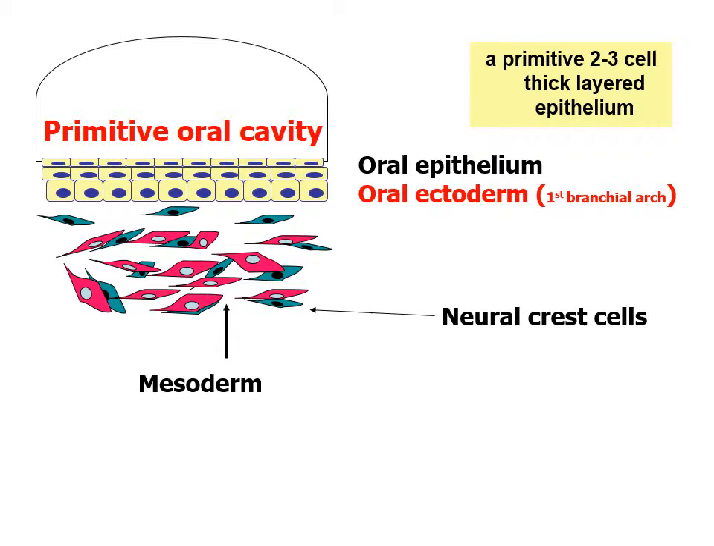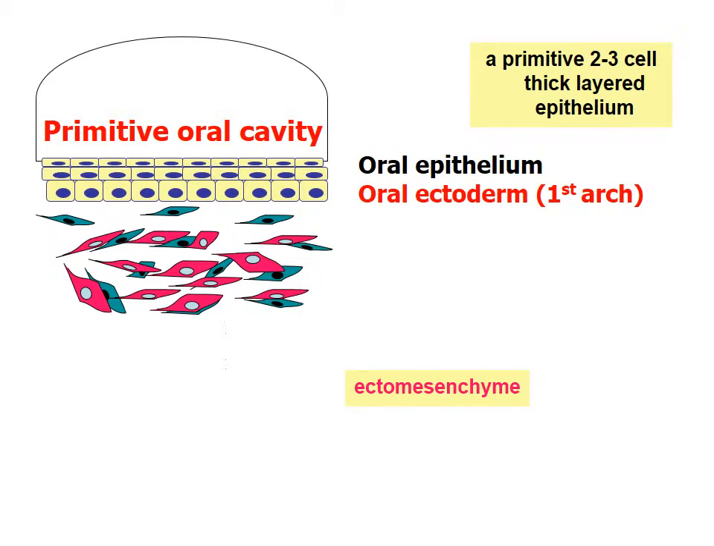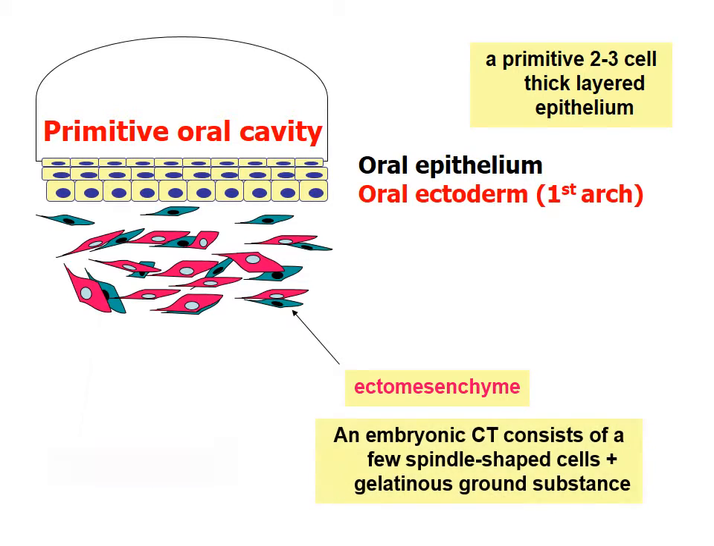Then with time, neural crest cells migrate from the cranial region into the primitive oral cavity region. Once they mix with the mesodermal cells, we call this mesoderm ectomesenchyme. The cells located in this mesenchyme we call ectomesenchymal cells. And this ectomesenchyme is an embryonic connective tissue that consists of a few spindle-shaped cells with gelatinous ground substance.